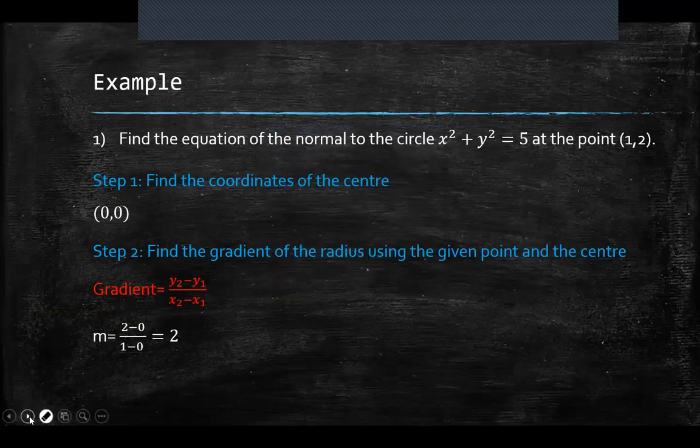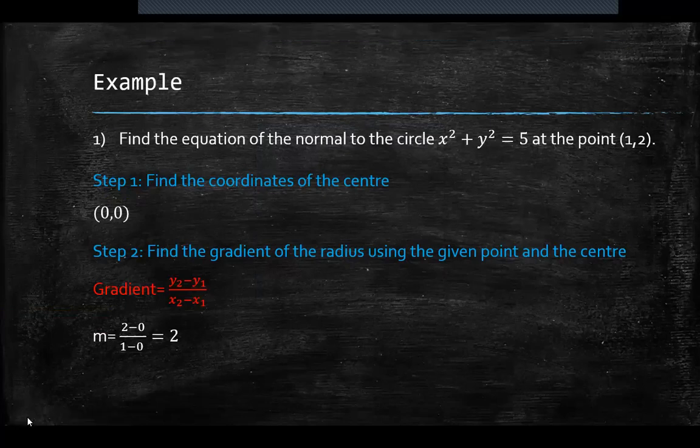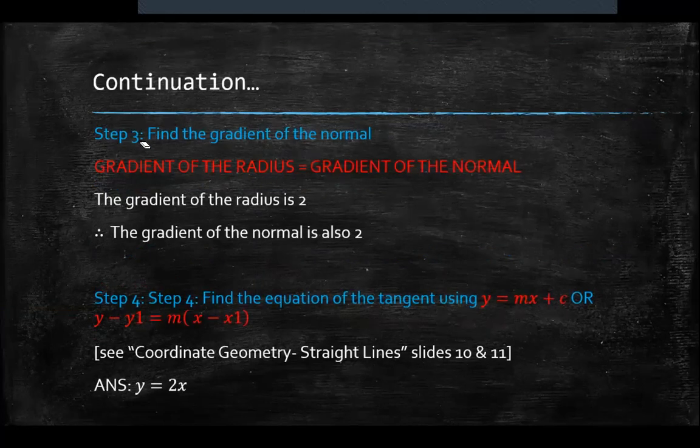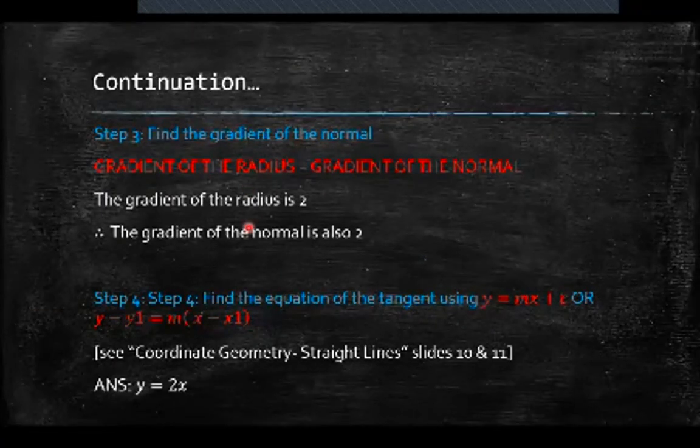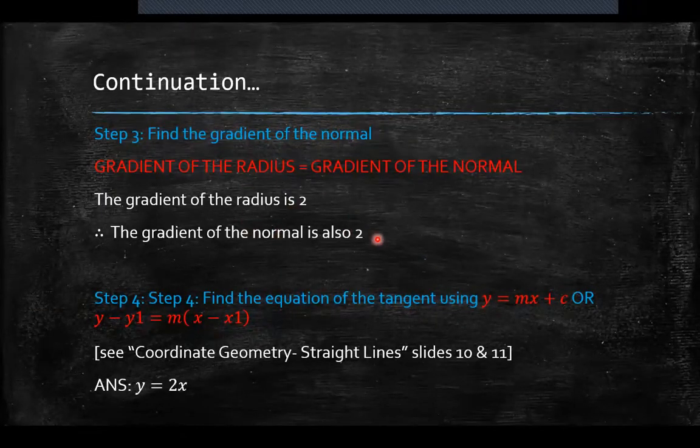Those are the same steps from before. This is where it changes. Third step, instead of finding the gradient of the tangent, we try to find the gradient of the normal. But I need you to remember that the gradient of the radius is equal to the gradient of the normal. The radius and the normal have the same gradient. So since the radius has a gradient of 2, that means that the gradient of the normal is also 2.